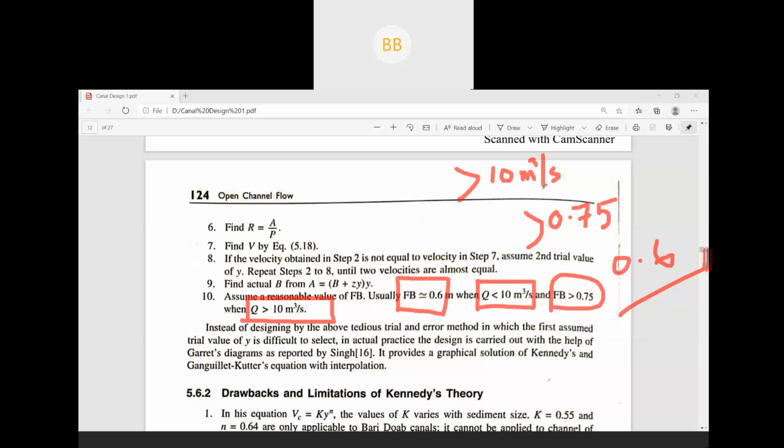Then you have to consider the shape of the channel. If you consider it rectangular, then the z value is not required, it will be 0. If you want to consider a trapezoidal channel, which is most appropriate, and if the shape of the channel is not mentioned, you should go for a trapezoidal channel. And then that z value depends on the type of soil present at that particular location.